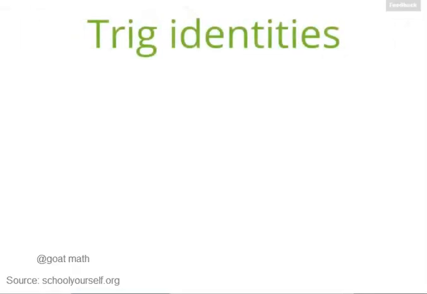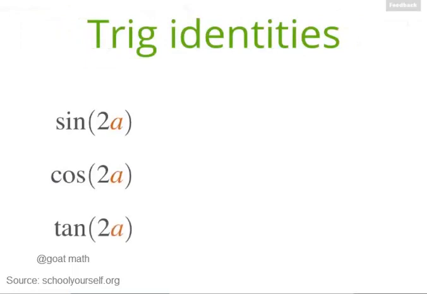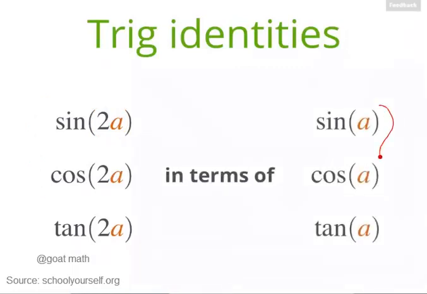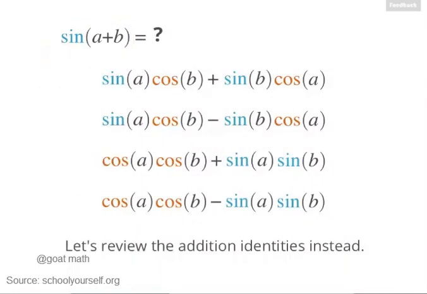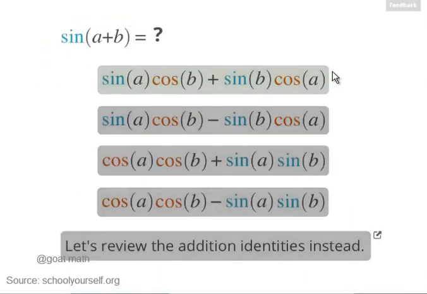Let's see if we can find some trig identities for the sine, cosine, and tangent of twice an angle. So we want to write the sine, cosine, and tangent of 2A in terms of the sine, cosine, and tangent of A. But before we get started, do you remember what the identity is for the sine of A plus B? If you'd like to review this identity instead, then click down here.